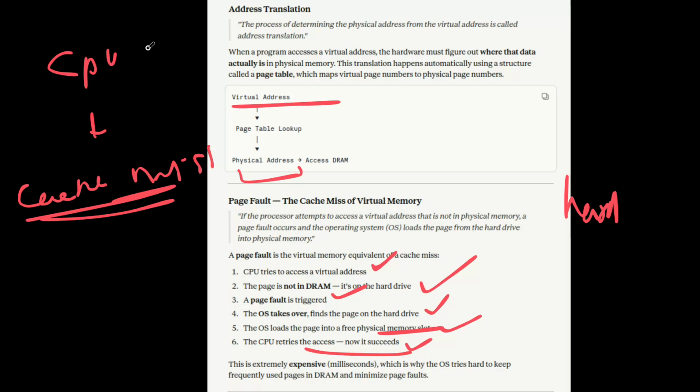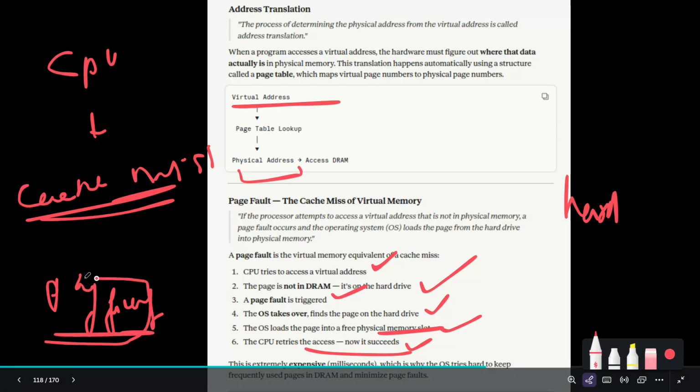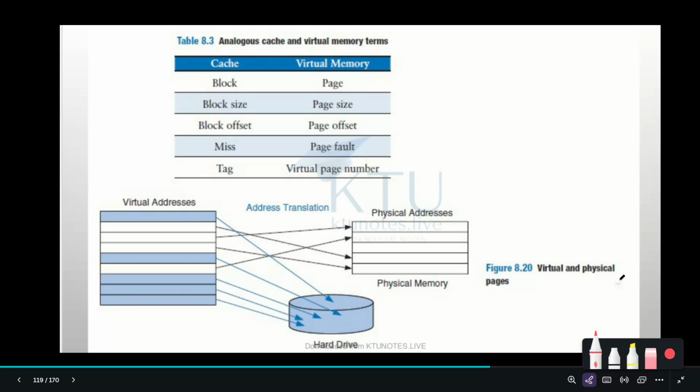So the CPU is trying to access some virtual address, and if the page is not present in the DRAM, a page fault occurs. Whenever a page fault occurs, the OS takes control, finds the page in the hard drive, and loads that page into the physical memory. Okay, now you can access it from the physical memory.